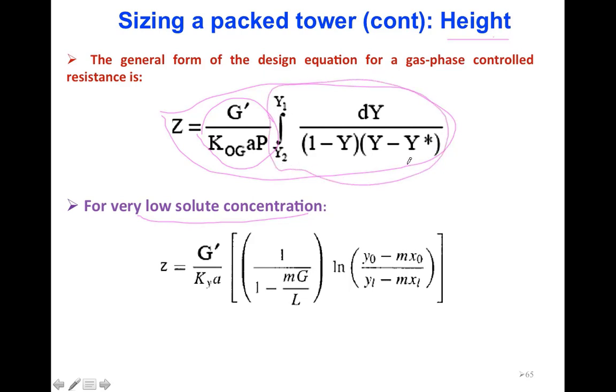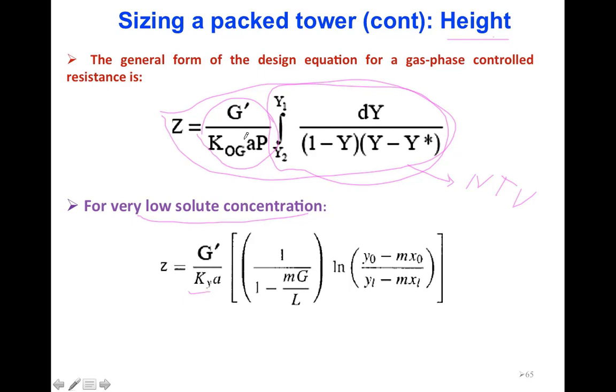For very low concentration, as you saw in the previous slide, we can convert this to an equation similar to this one, and we can just keep this term, G prime. Then we have A, and KOG times P gives us another mass transfer coefficient based on volume, which we show with KY in the gas phase. Y is for gas phase, KY is the multiple of KOG times P. That gives us this parameter.